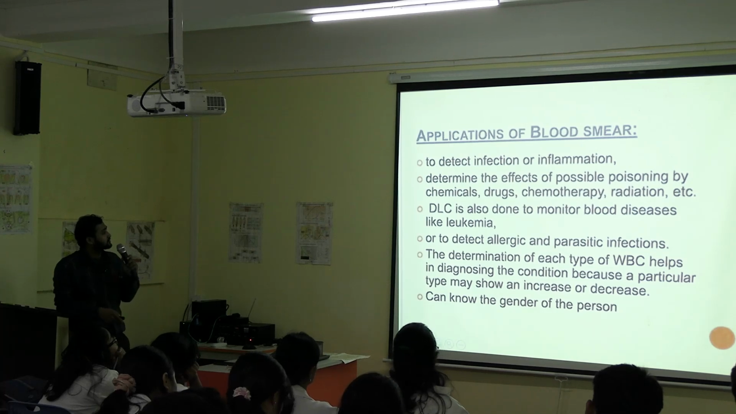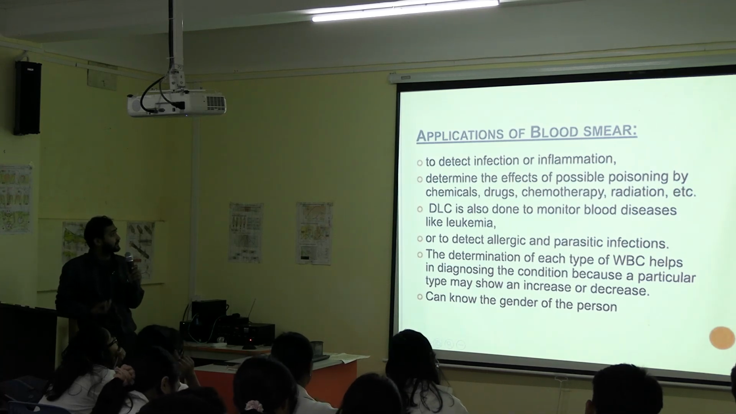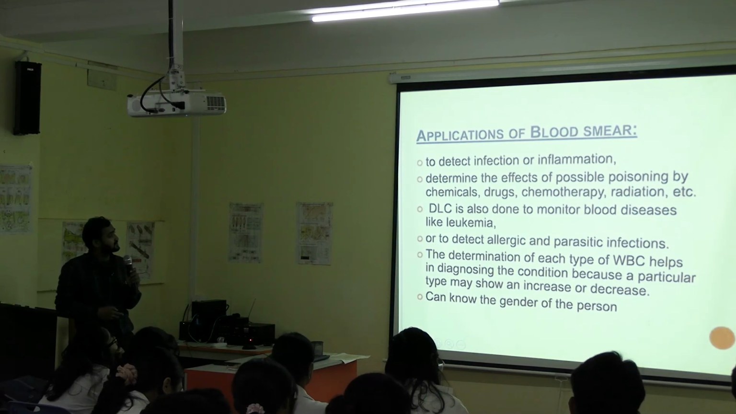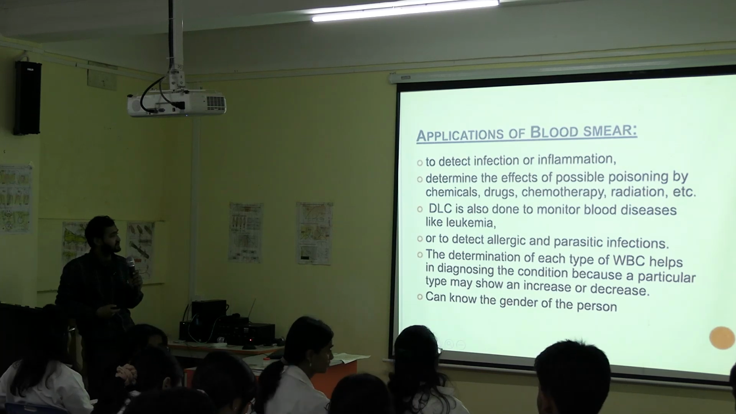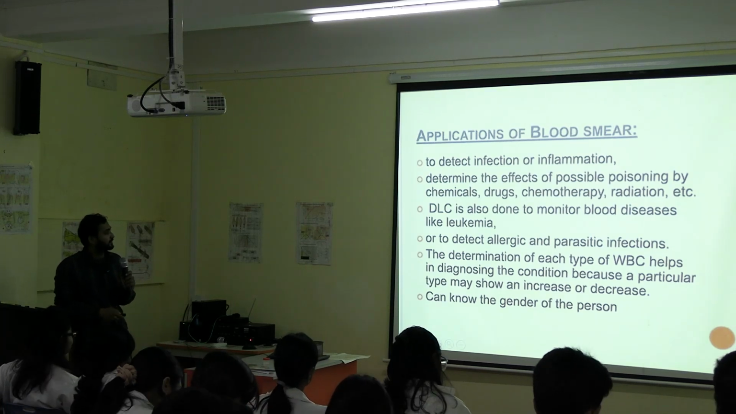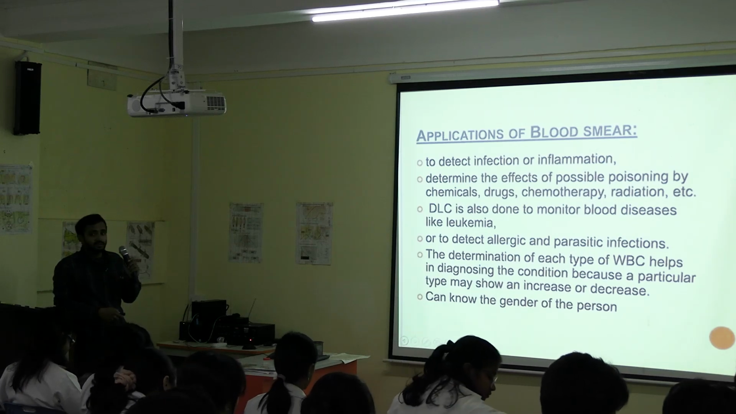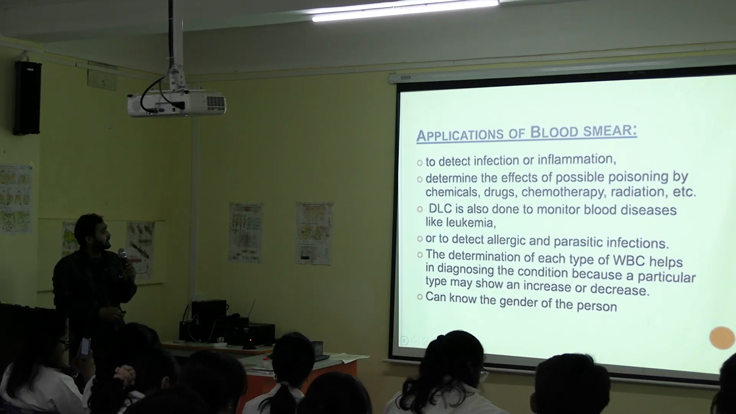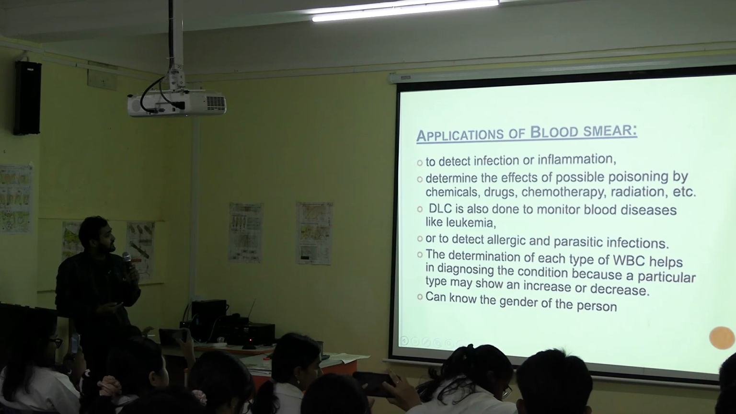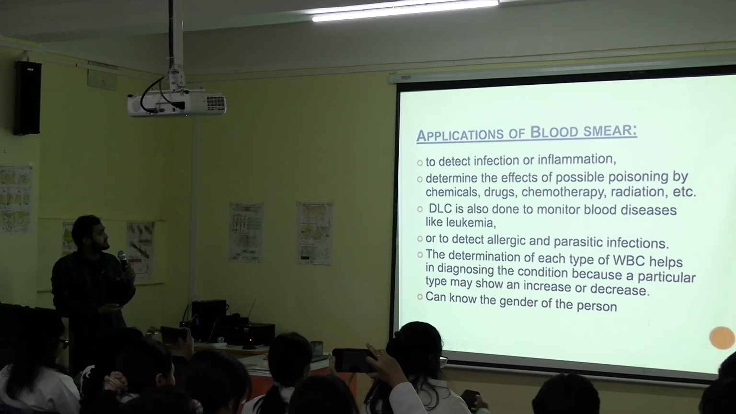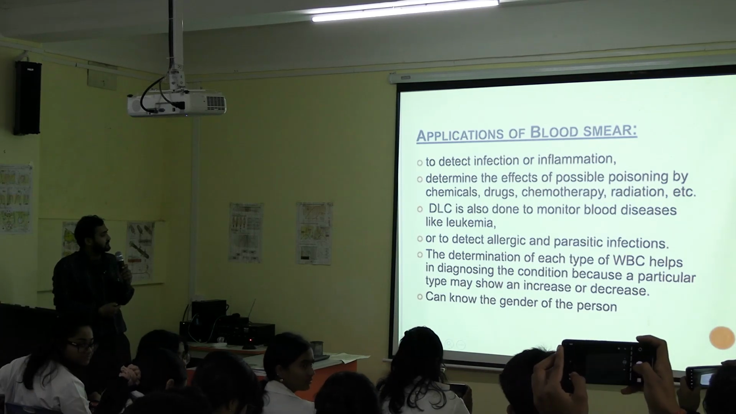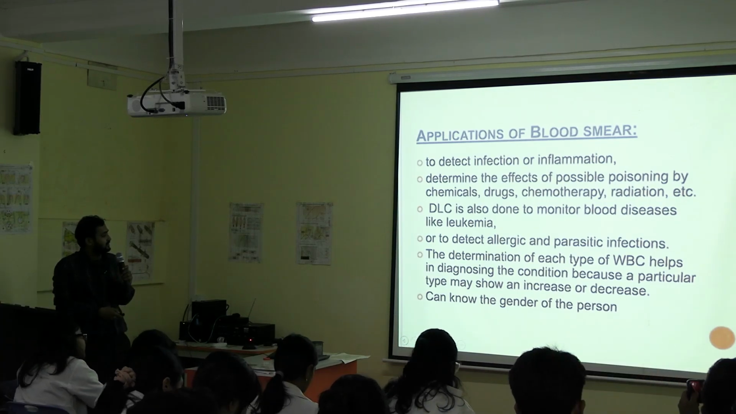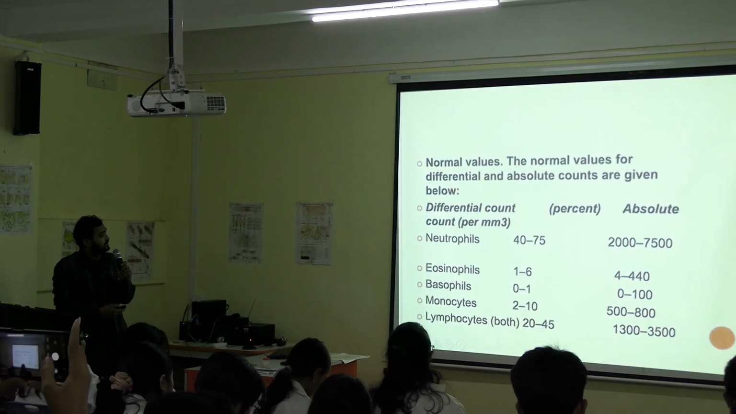So what are the other applications, or other uses of the blood smear? We can detect any infection, any inflammation. In poisoning, chemicals, drugs, chemotherapy, radiations, and in DLCs also, in leukemia, and allergic and parasitic infections, mainly increase, and you can also know the gender of the person, okay.